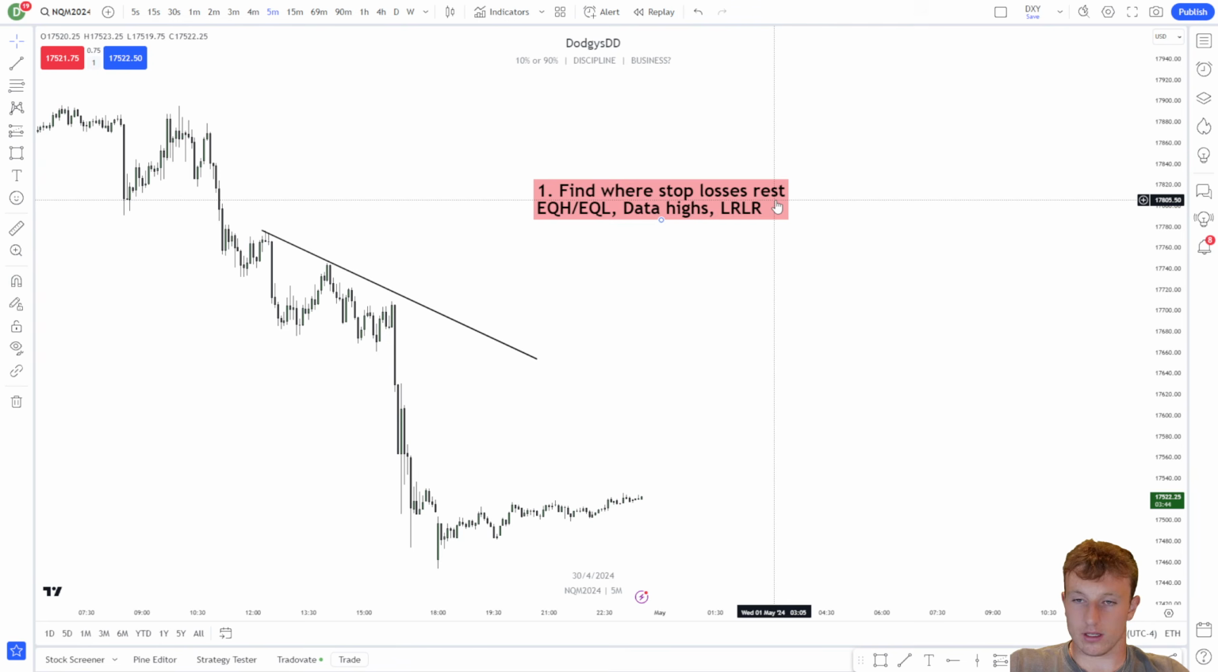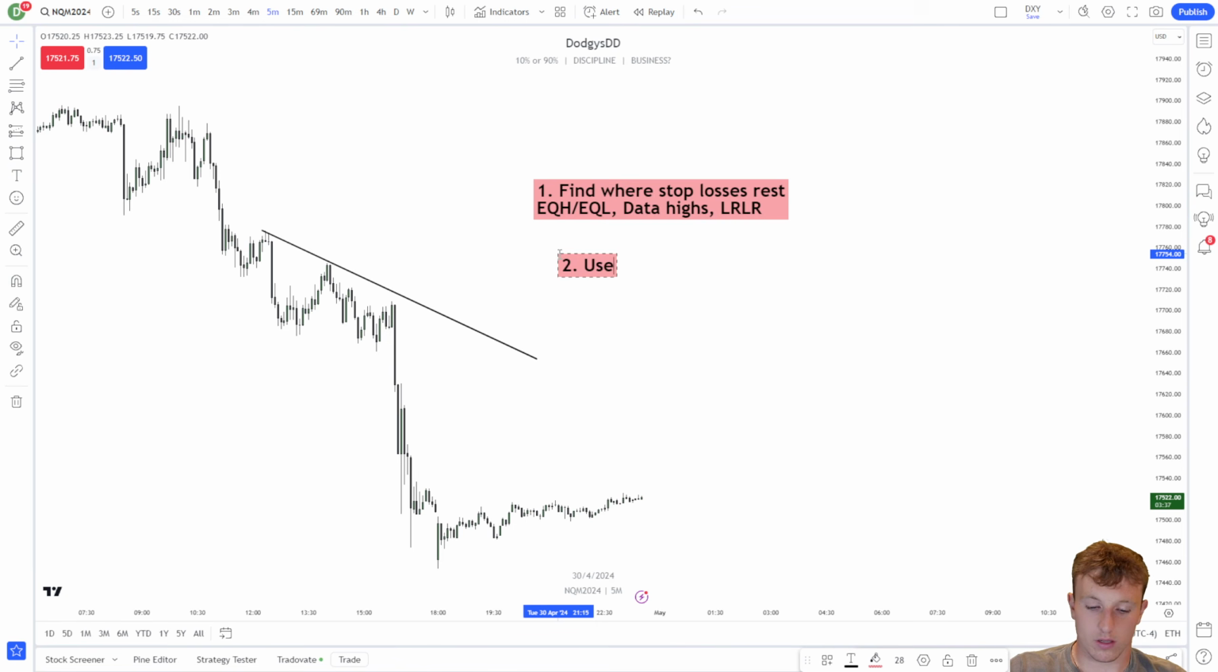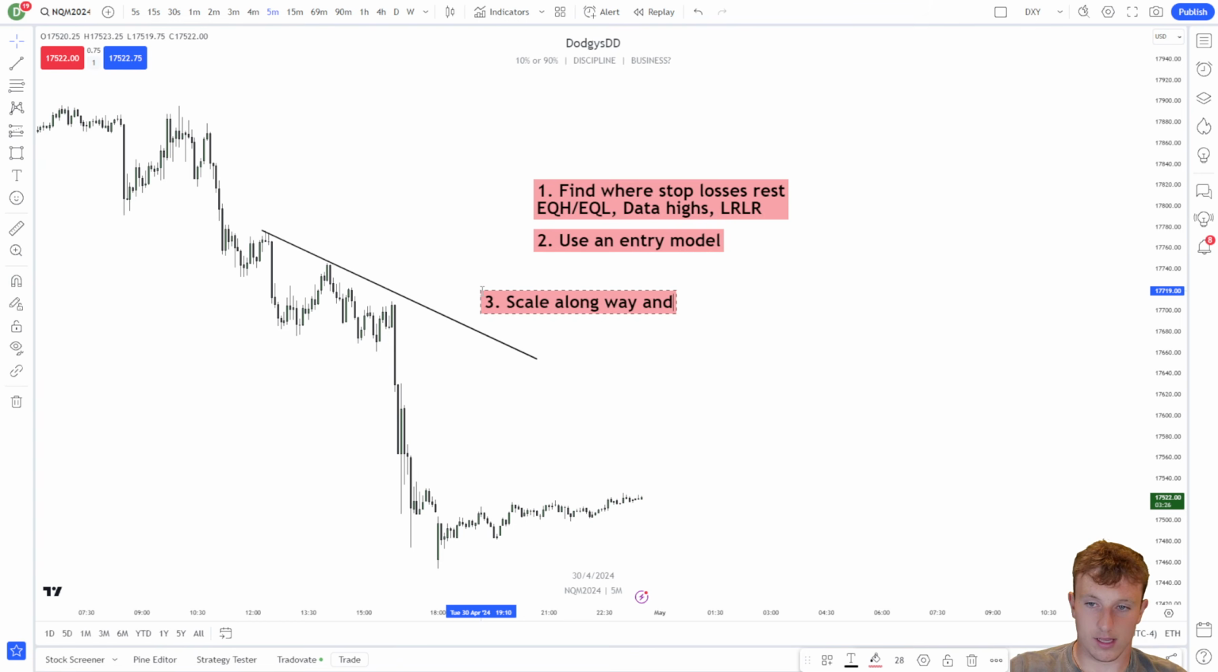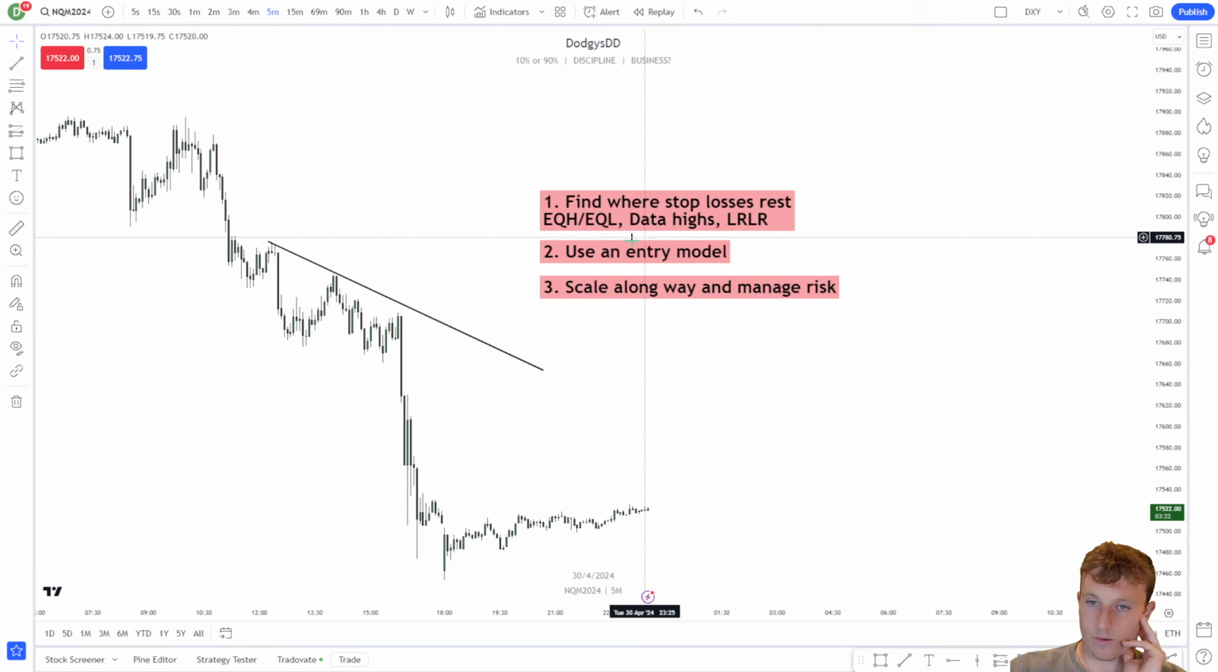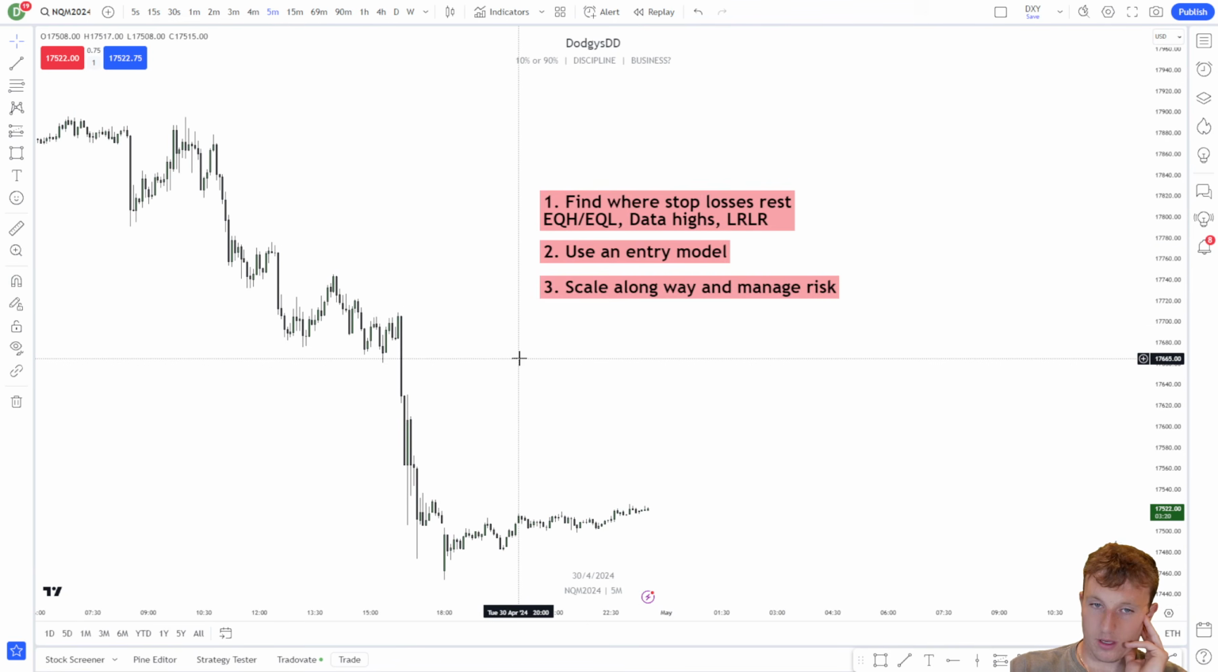Now you want to find a way to get there. How are we going to get there? What entry model are we going to use? So step two is going to be use an entry model. And then step three is scale along the way and manage risk. Simplified, this is what your plan's going to basically be.